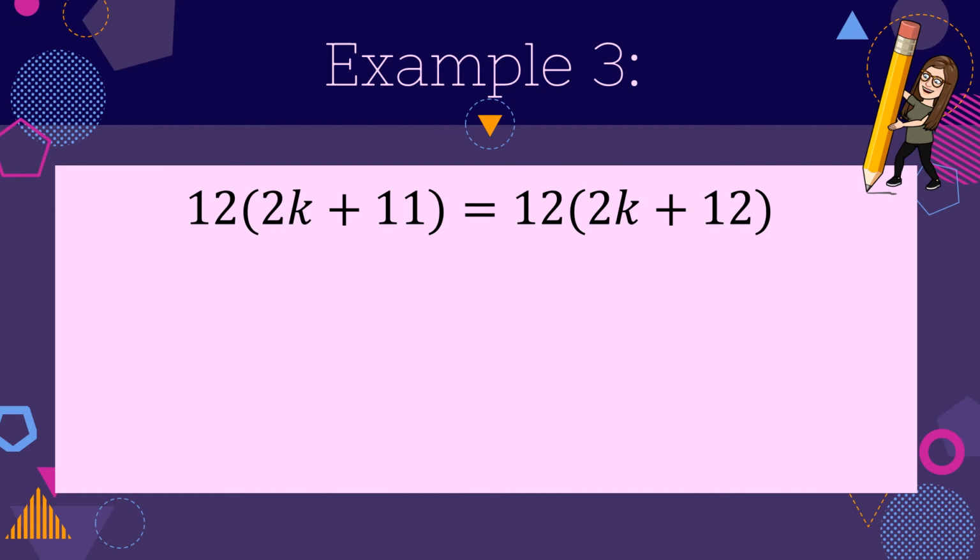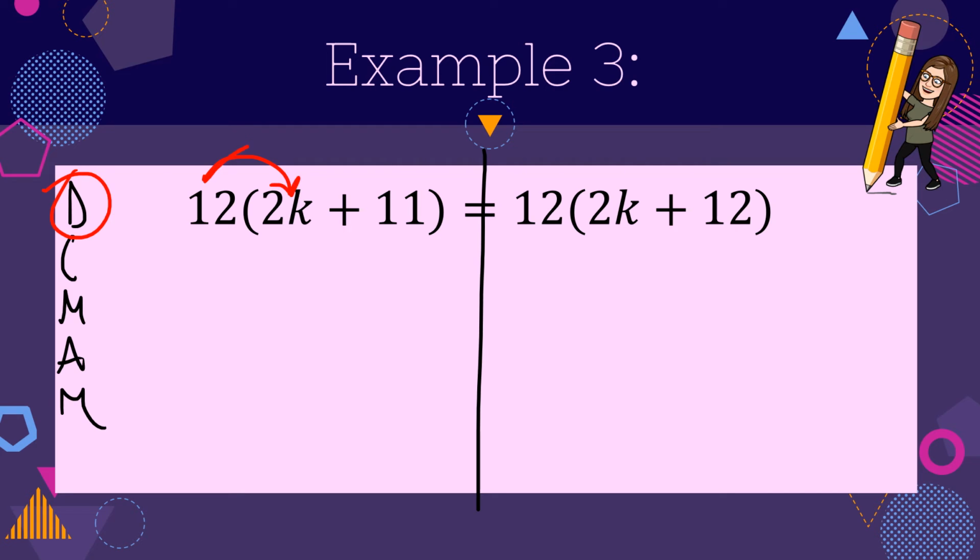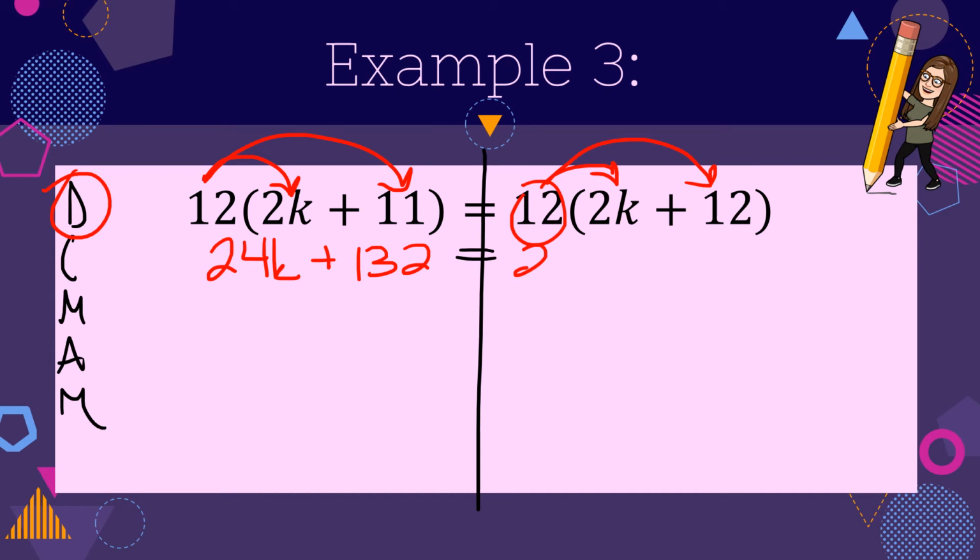All right, let's take a look at another one. We'll draw a line down the equal sign and follow our steps. We'll start with distribution. I'm going to distribute a 12. Large numbers, that's okay. Use your calculator. On the right side, I'm also going to distribute a 12. Pretty similar, but it's 12 times 12 on the right side.